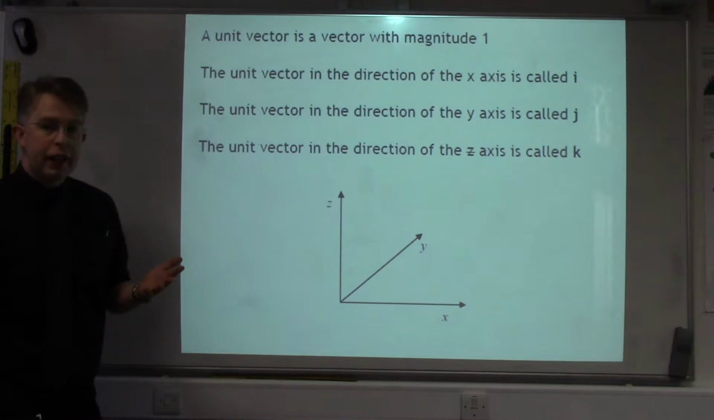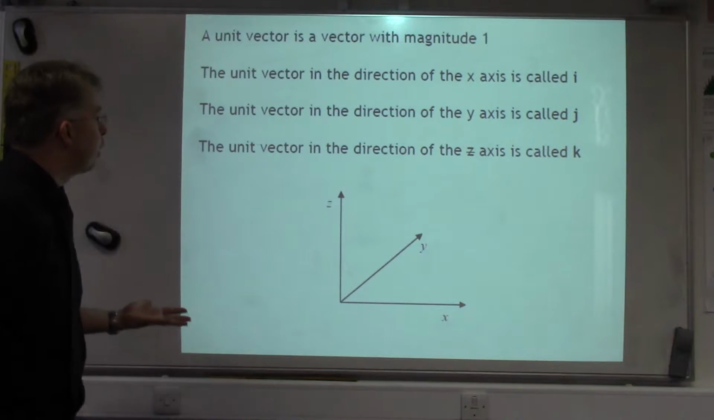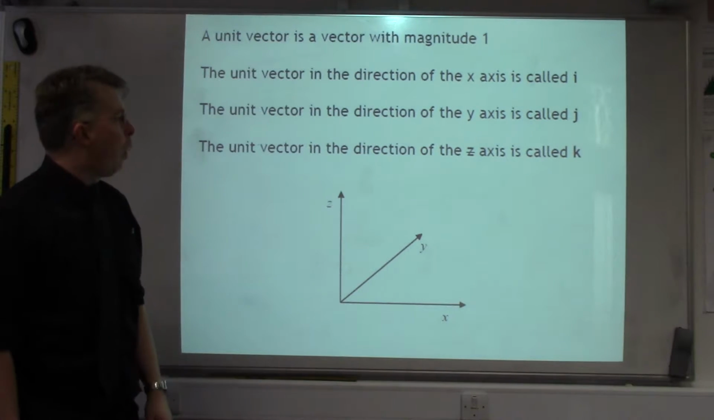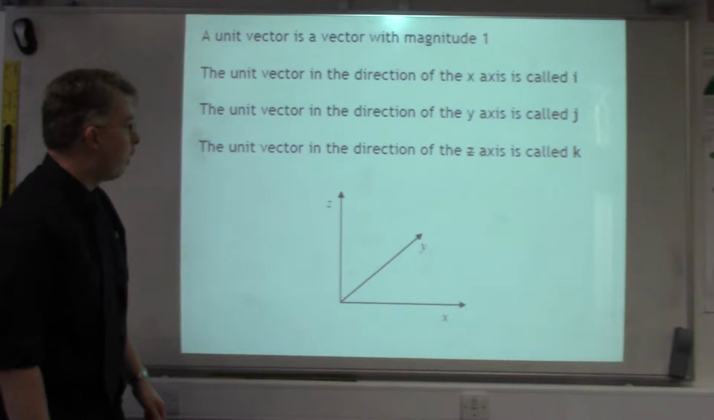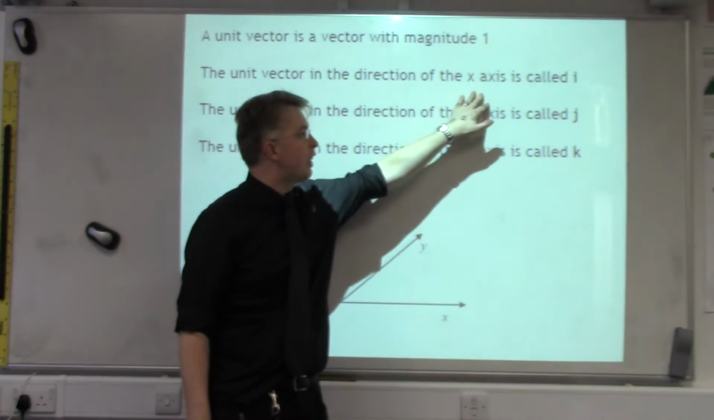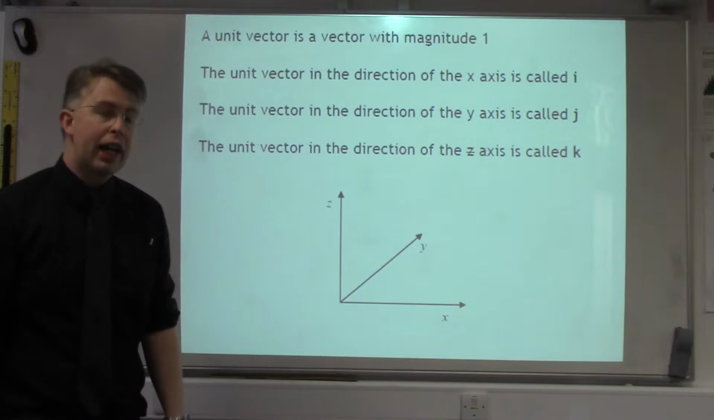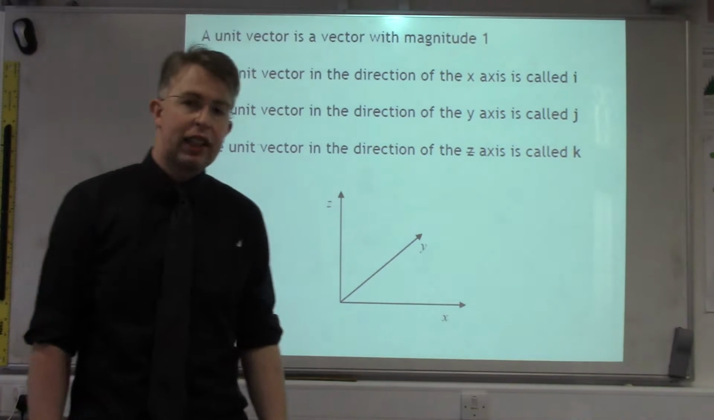Right, so unit vectors. Some of you, if you have done mechanics before, will have come across unit vectors before. So a unit vector is a vector that has magnitude 1. Now there are special unit vectors that correspond to Cartesian components. So we've got the unit vector in the direction of the x-axis is called i. The unit vector in the direction of the y-axis is called j, and the unit vector in the direction of the z-axis is called k.